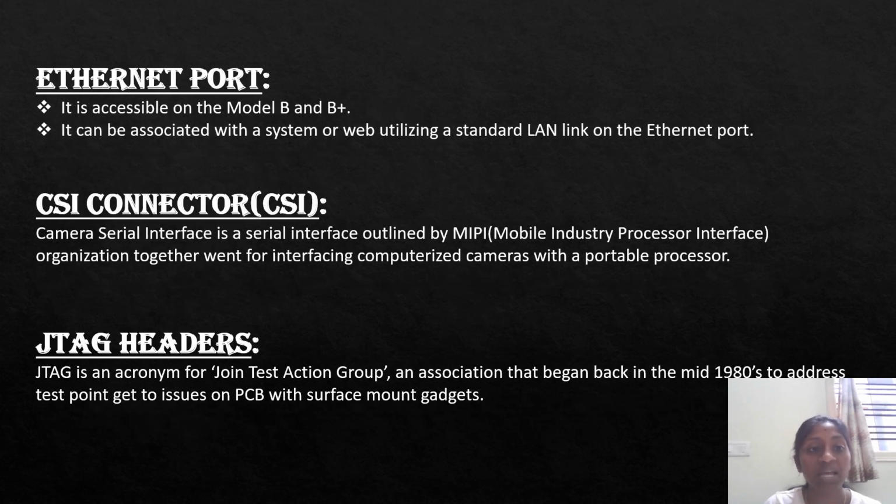Ethernet port. It is available on the Model B and B+. It can be connected to a network or the internet using a standard LAN cable on the Ethernet port. CSI connector. CSI, Camera Serial Interface, is a serial interface designed by the MIPI, Mobile Industry Processor Interface, alliance, aimed at interfacing digital cameras with a mobile processor.